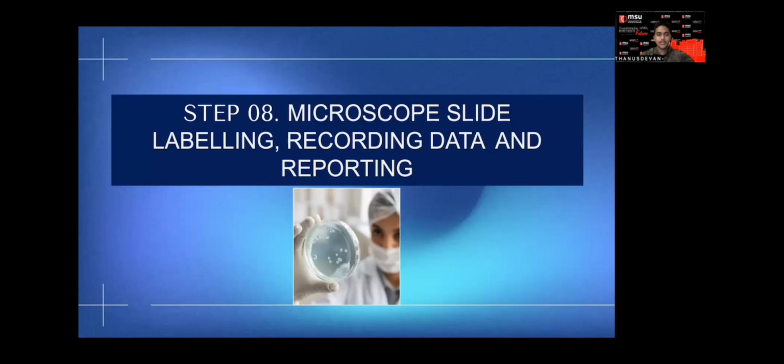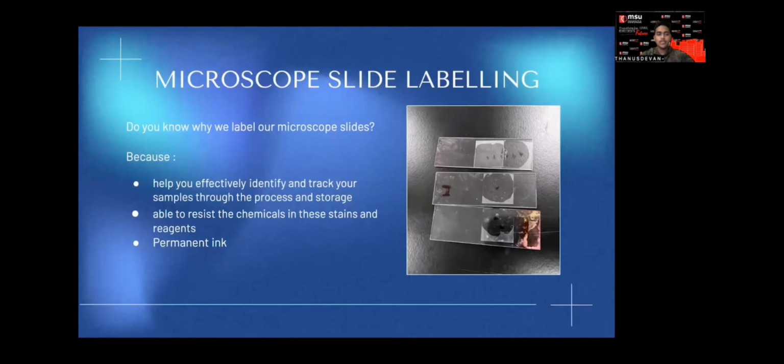For slide labeling in microscopy, we usually label our slides so that we can effectively identify and track our samples through the process and storage. We also use permanent ink with an ultrafine tip, which is ideal for labeling microscope slides.